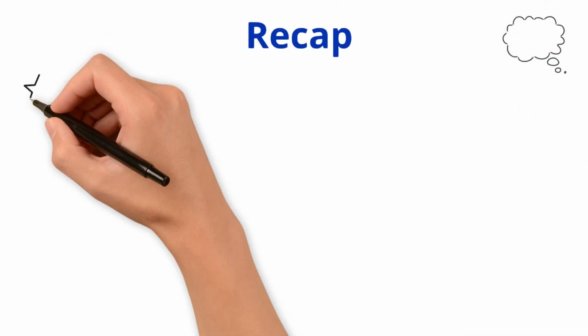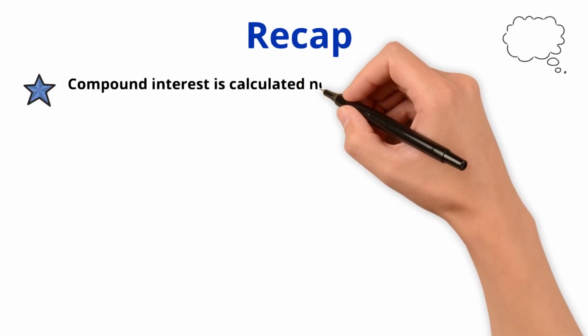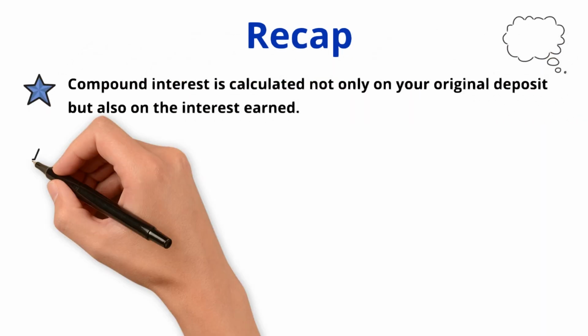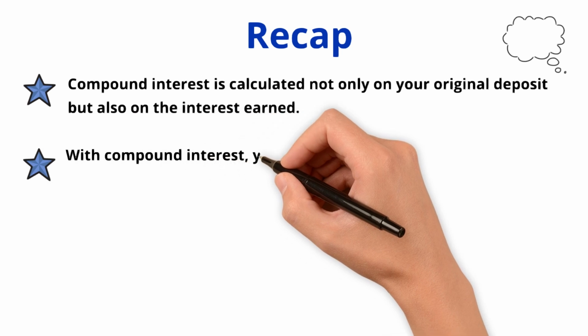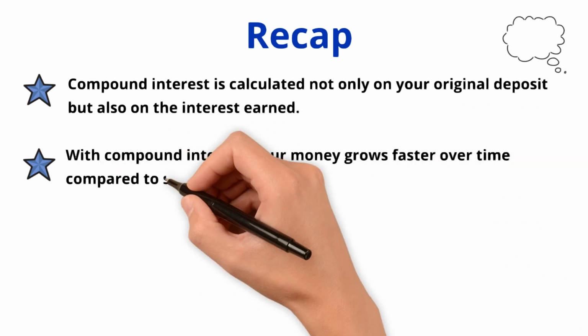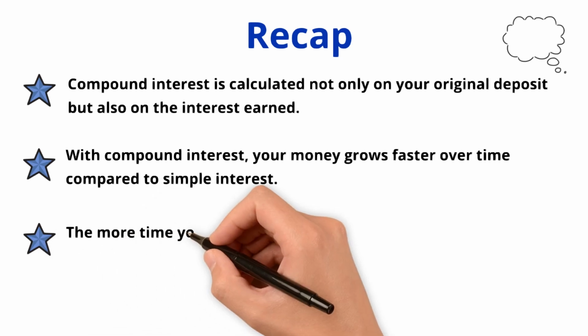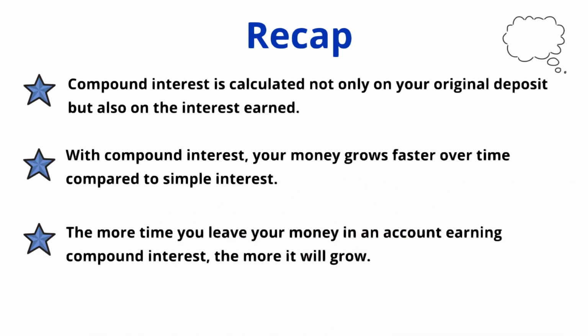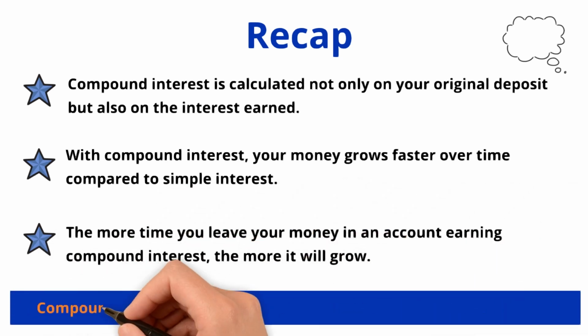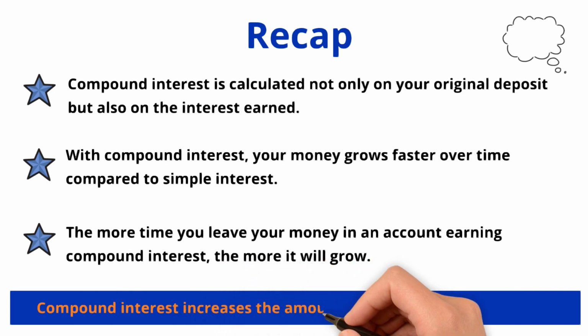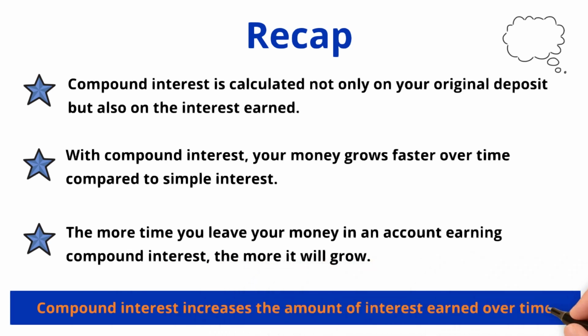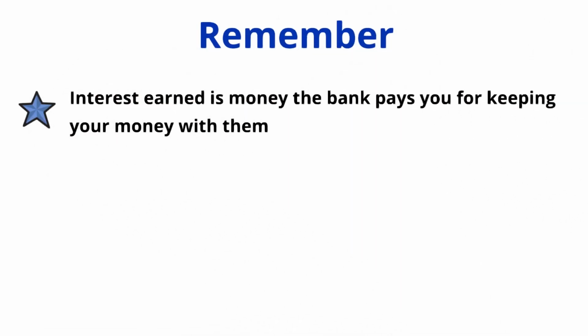Let's quickly recap what we've learned. Compound interest is calculated not only on your original deposit, but also on the interest earned. This means your money grows faster over time compared to simple interest. The more time you leave your money in an account earning compound interest, the more it will grow. Even small differences in the interest rate or how long you save can have a big impact on your final total.